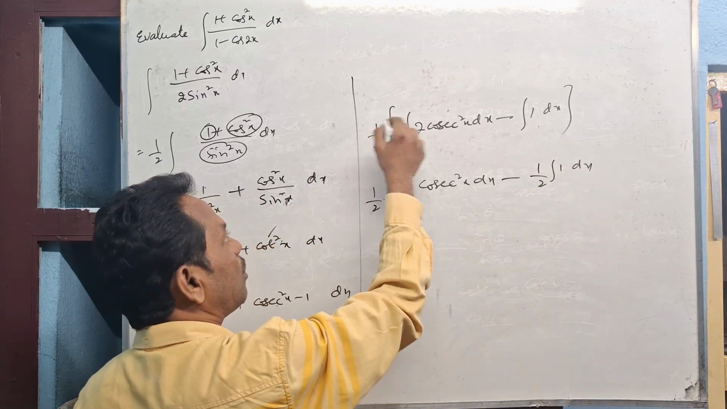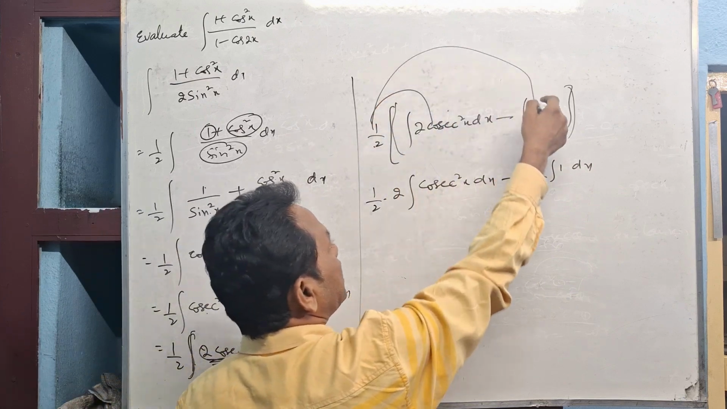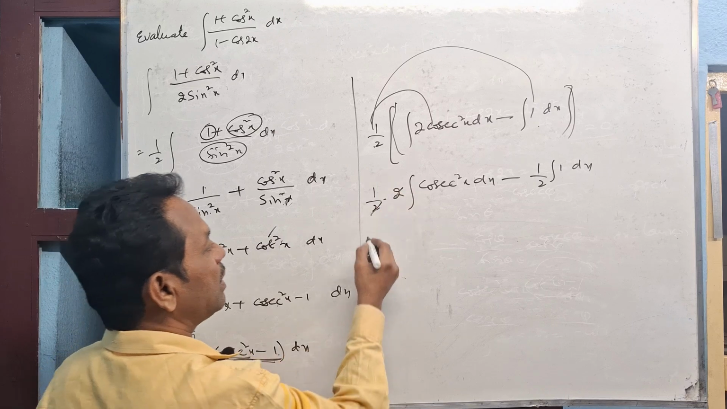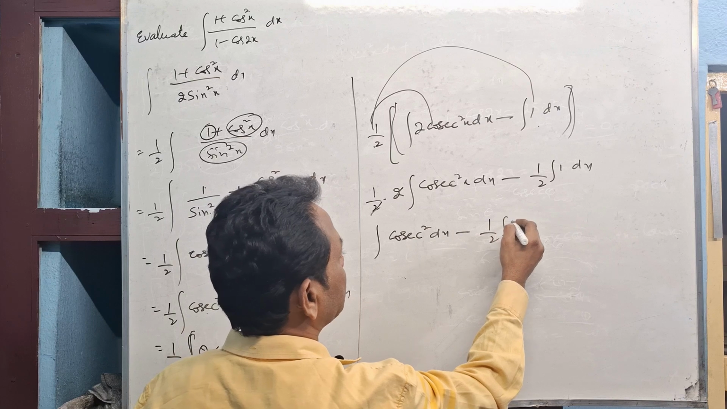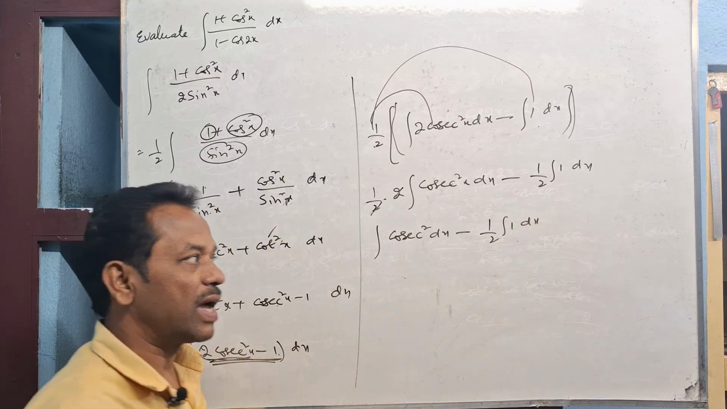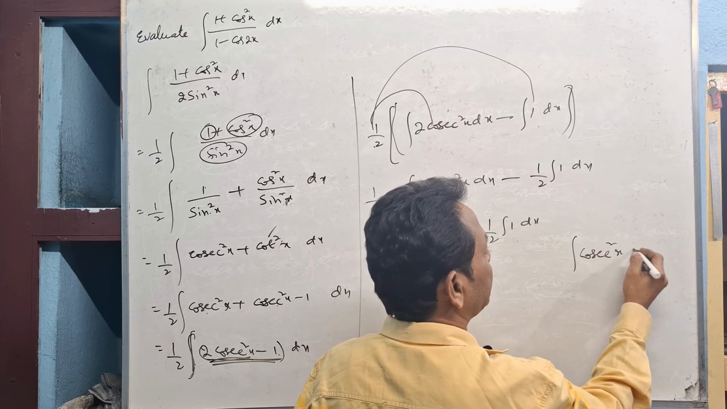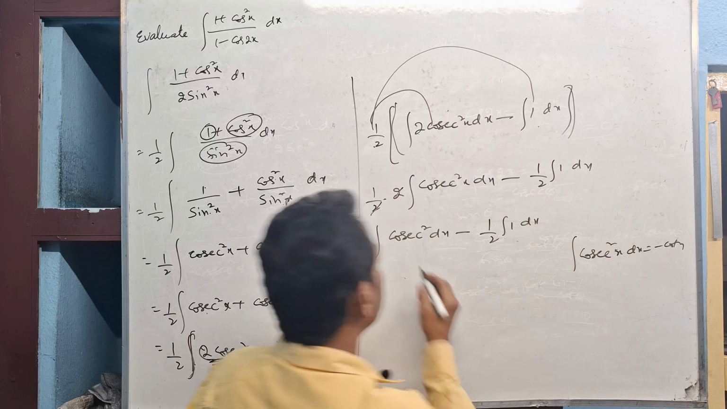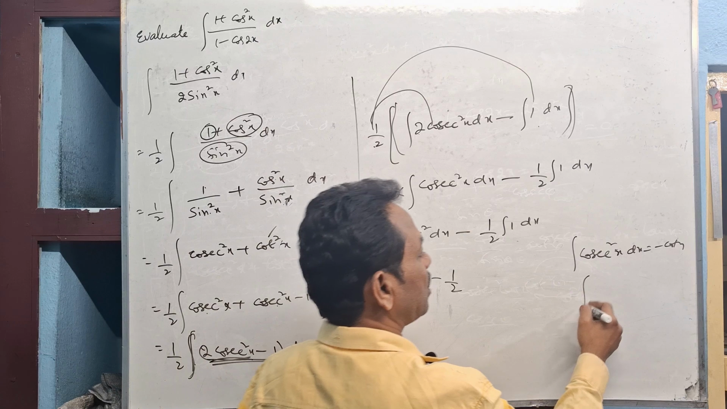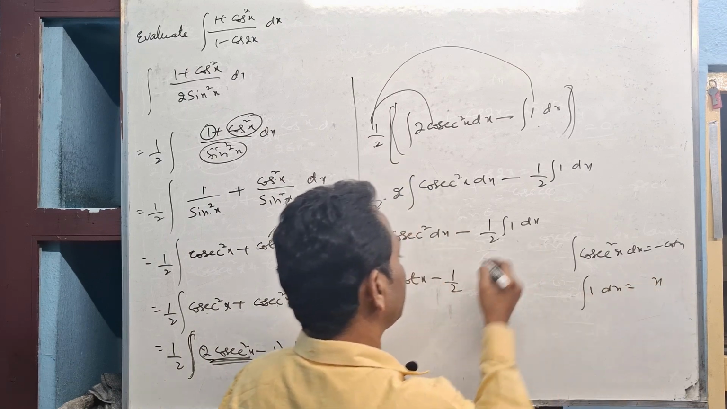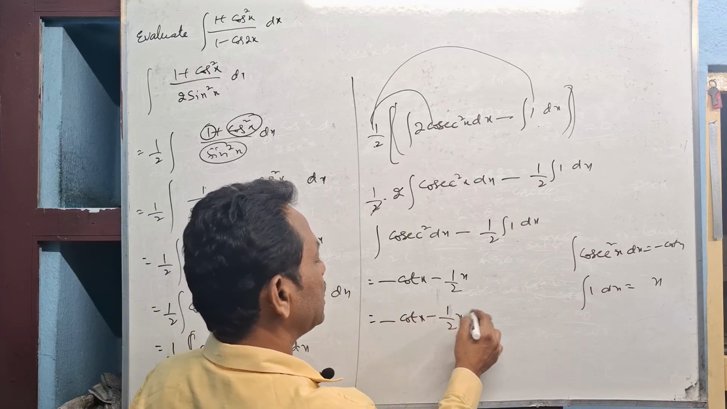What I'm doing, let me open this bracket. So this multiplied by this term and this term multiplied by this term, right? So 2 will get cancelled. So we have here integration of cosec square x dx minus 1 by 2 integration of 1 dx. Now we know that integration of cosec square x dx is nothing but minus cot x. So we'll get here minus cot x minus 1 by 2 integration of 1, which is nothing but x. So we'll get x here. So our answer is minus cot x minus 1 by 2 x plus c.